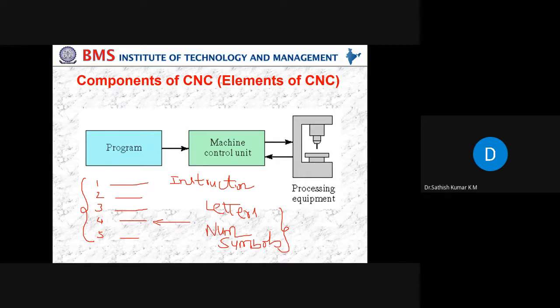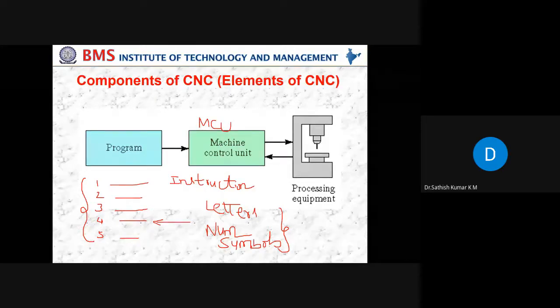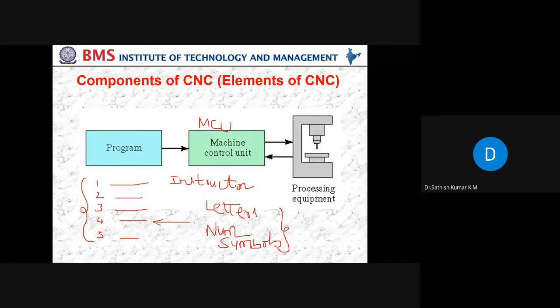Once the program has been done, you input this program into the heart of the CNC, which is called the MCU, the machine control unit. Very important. The machine control unit is the interfacing member between the program and what is called the processing equipment. Very important.